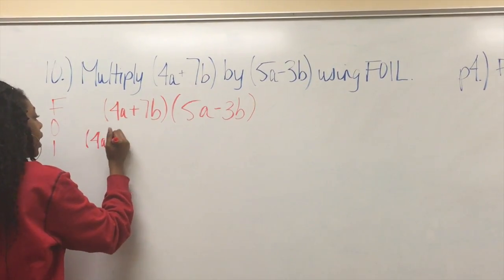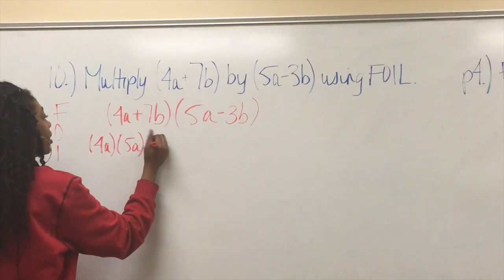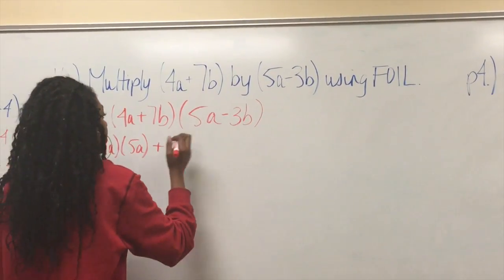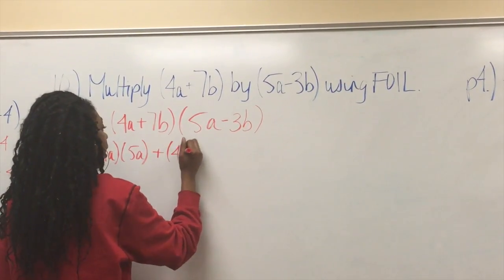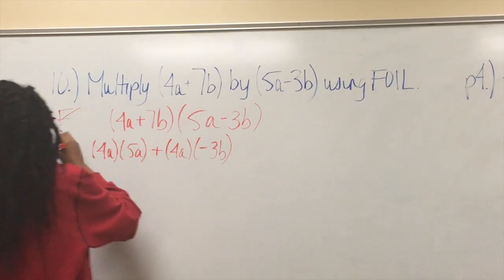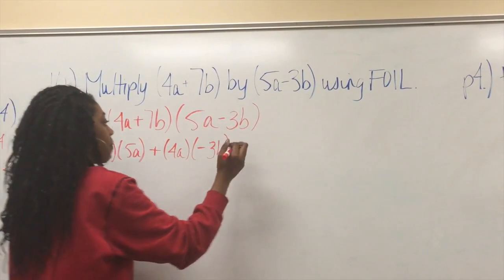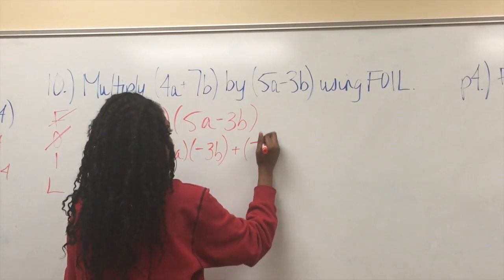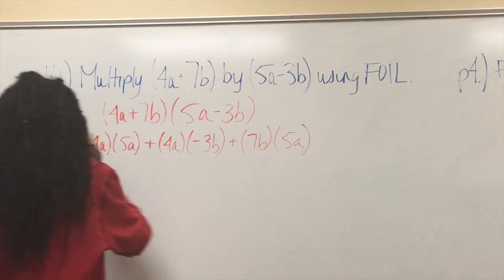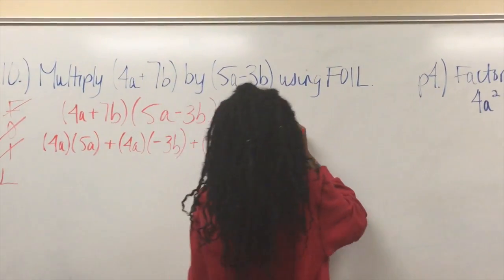So I'm putting 4a times 5a plus our outside terms, which is 4a and negative 3b. So we have 4a times negative 3b. Next we have our inside terms, 7b and 5a. And now our last, which is 7b and negative 3b.